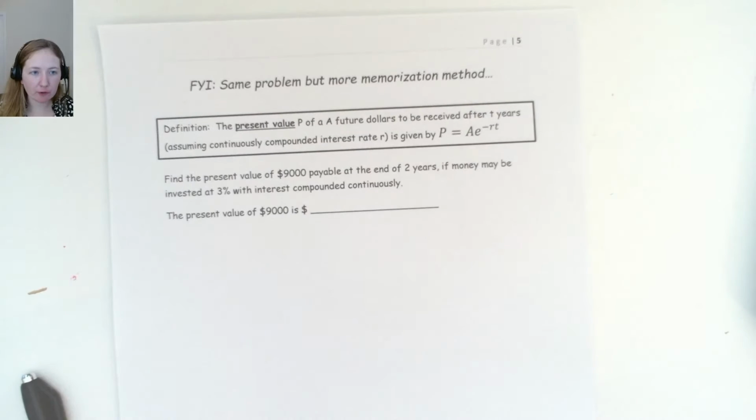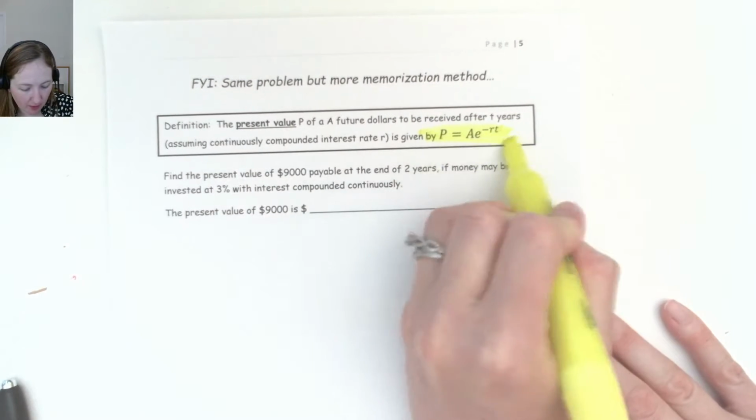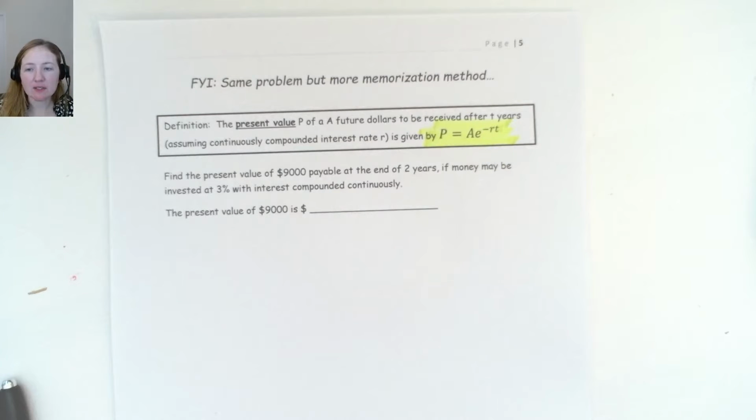So this is just a quick for your information. Again, you do not need to, you could skip this video completely if you wanted to, but technically there is a formula for the present value, and it's given here. And you'll notice that all that happens is you get a negative exponent and P and A flop positions. And here's the reason for this.